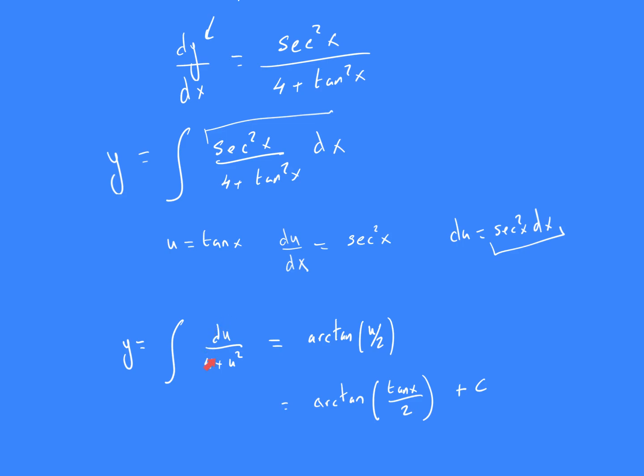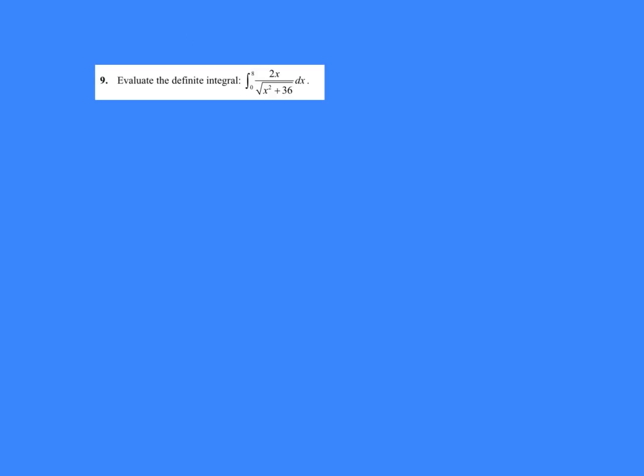What is the antiderivative of this function? It's arctangent of u divided by 2. 4 is 2 squared, so it's arctangent of u divided by a, but a squared is 4, so a is 2. So the integral is done. It's arctangent of u divided by 2, but u is tangent of x. So it's arctangent of tangent x divided by 2 plus c, and the problem is done.